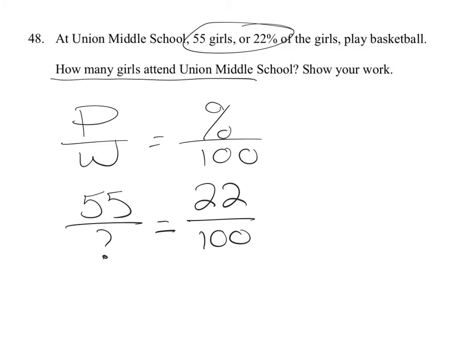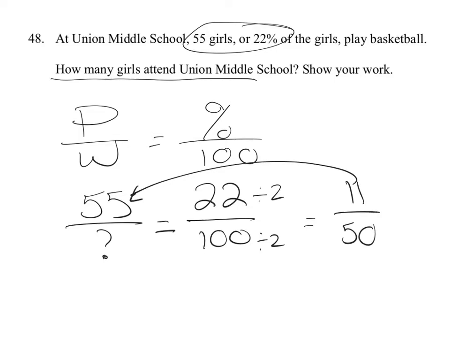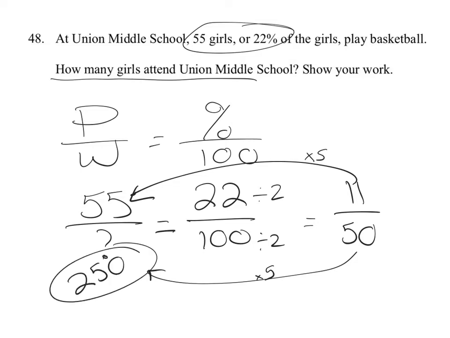Well, 22 does not go easily to 55. So we're going to step back and we are going to simplify this. Divide by 2, which gives us 11 over 50. Now I can go from 11 to 55 by multiplying by 5. So I'm going to do 50 times 5, which gives me 250 students, or girls, at Union Middle School.